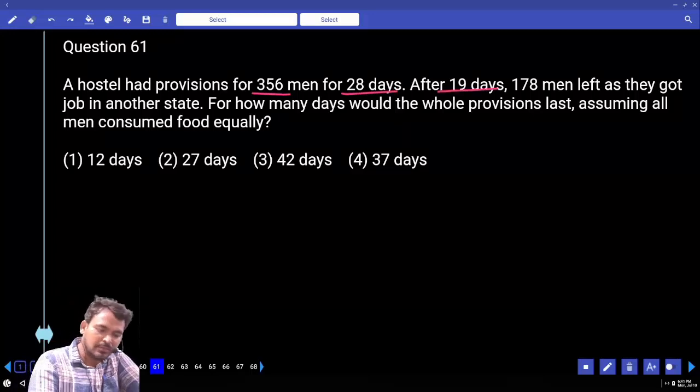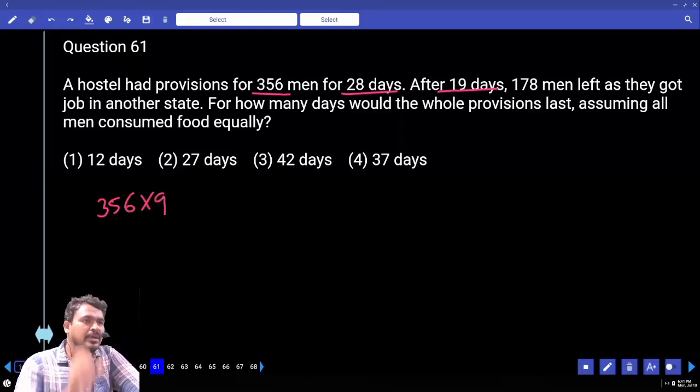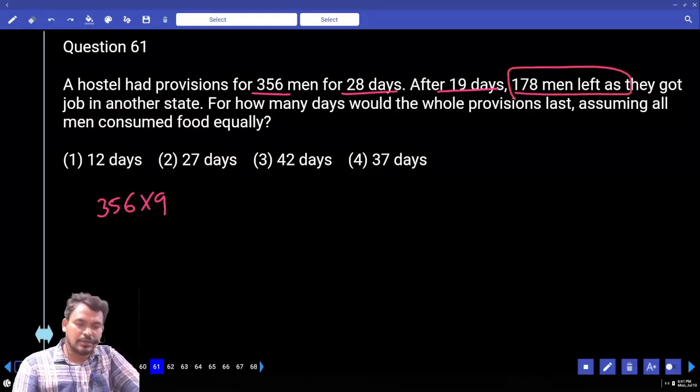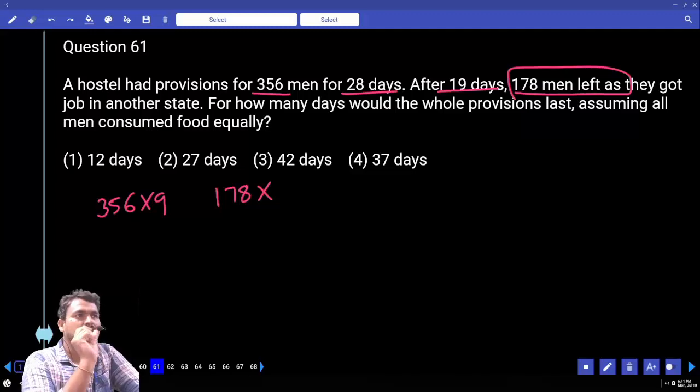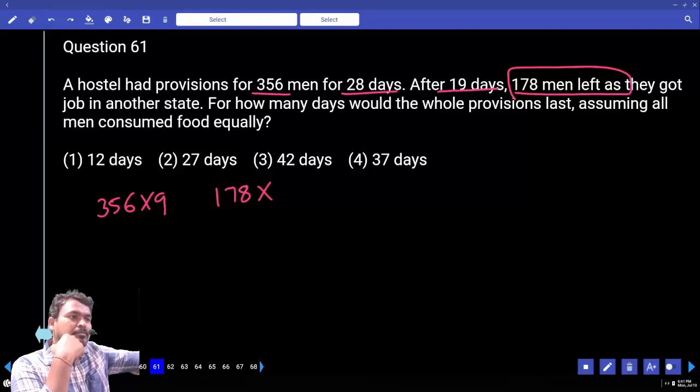9 days. Means the remaining food is sufficient for 356 persons for how many days? 9 days. That remaining food, how many persons are left? 178. Means half the persons are left. What is the remaining? 178. For those 178 persons, the remaining food is sufficient for some time or total time? Some time.